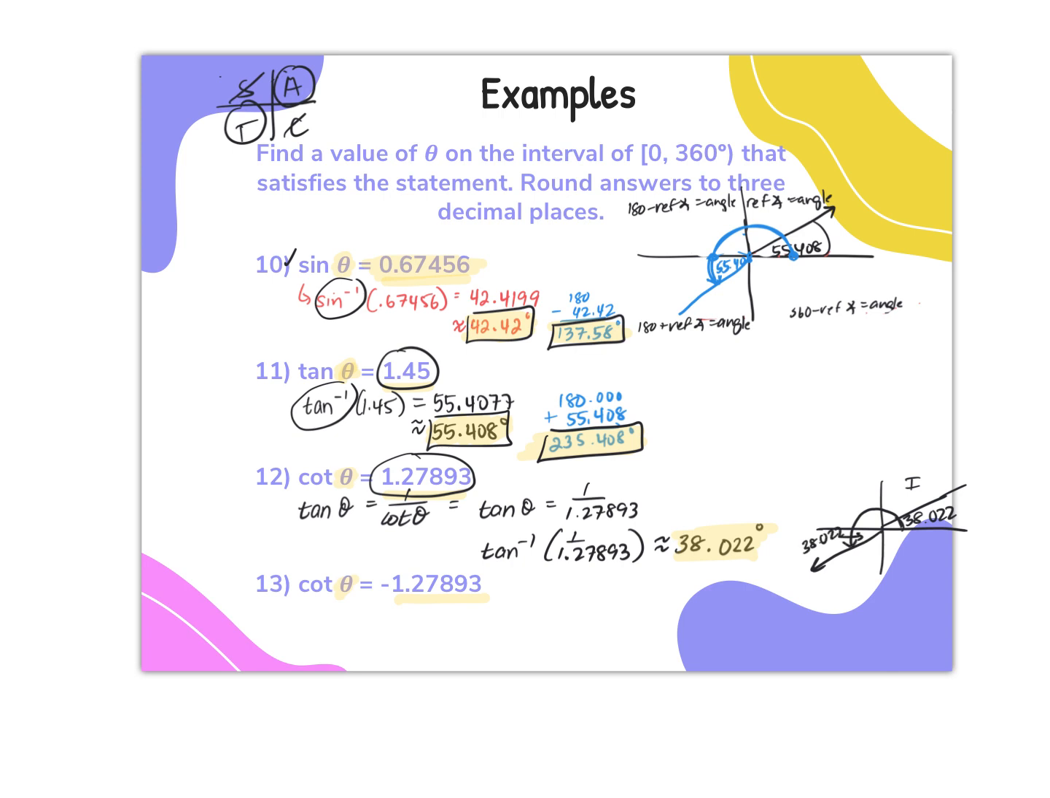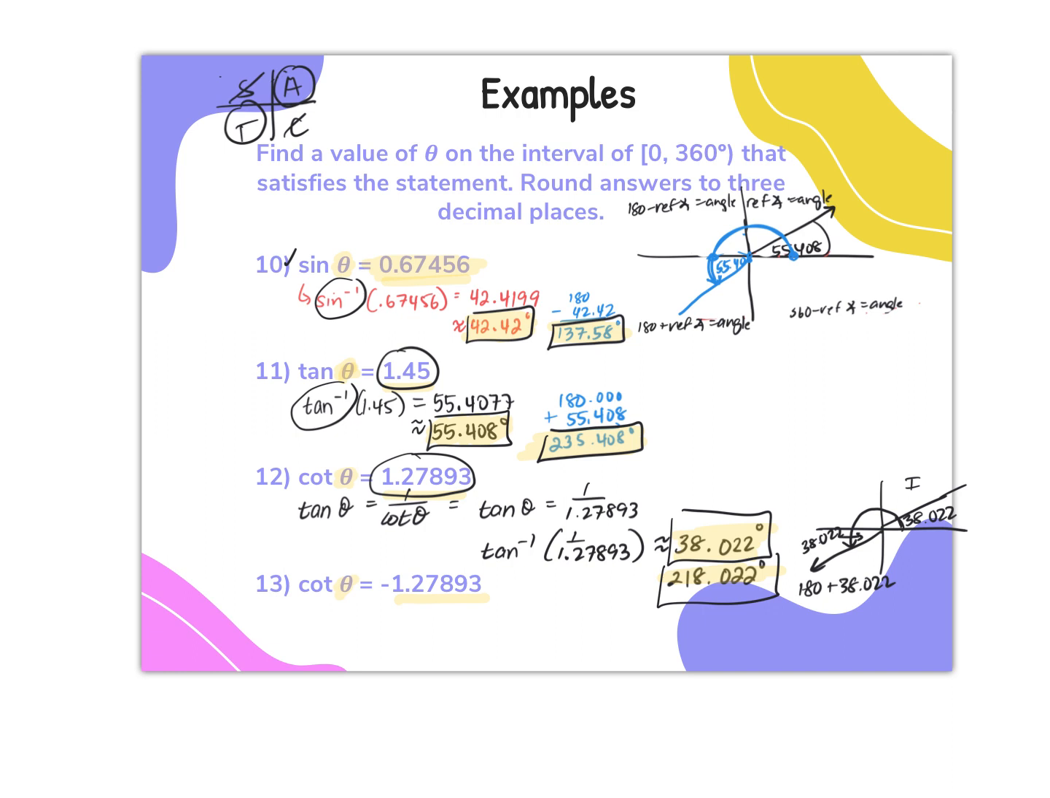So what angle is going to give me that reference angle? Well, it's going to be 180 plus 38.022. So 180 plus 38.022 is going to be 218.022 degrees. And so that's my second angle. So again, once you understand it and you really understand what you're doing with the reference angles and how they work, it really becomes easier and easier.